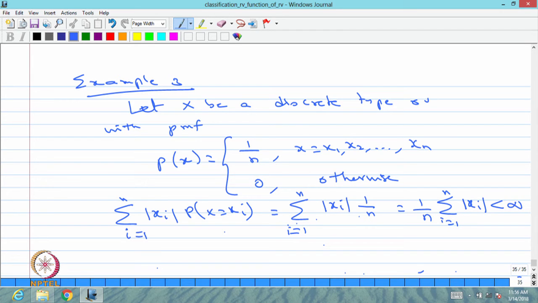Therefore, the expectation of x is going to be 1 divided by n times the summation of xi's. This is going to be the expected value of the random variable x when x is a discrete type random variable with probability mass function 1 by n for the n values xi. But you know that 1 divided by n times the summation of xi's is nothing but the average.